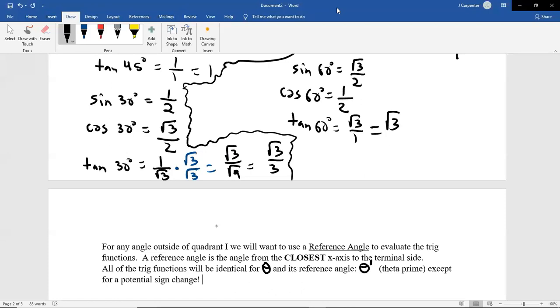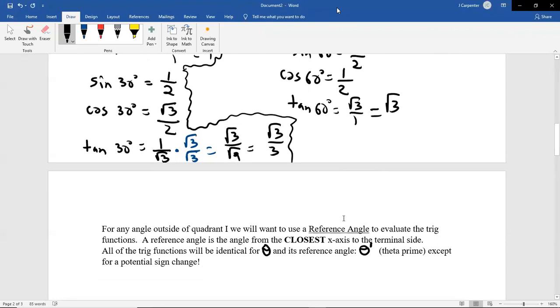But the beauty is, besides maybe a change in the plus or minus sign of the answer, the sine of a regular angle will be the same thing as the sine of its reference angle, except maybe negative. The tangent of an angle will be the same as the tangent of its reference angle, except maybe negative. The cosecant of an angle will be the same as the cosecant of the reference angle, except maybe plus or minus difference.